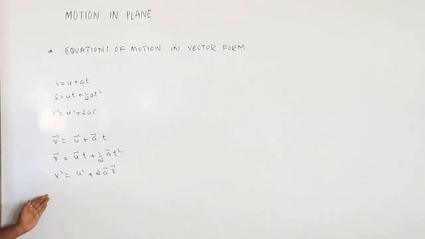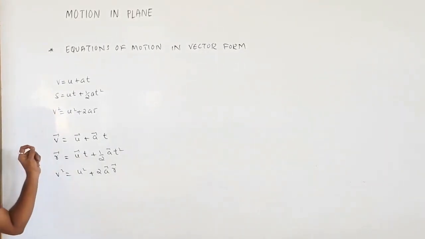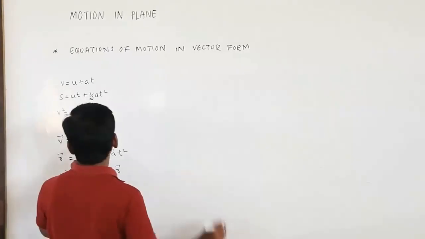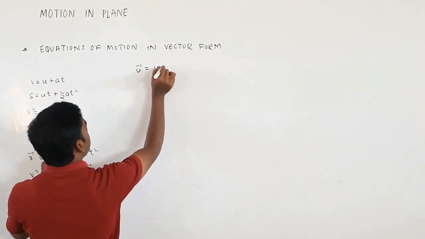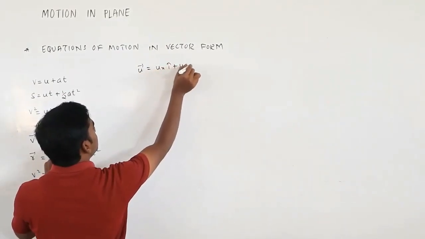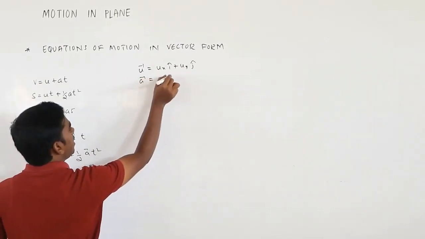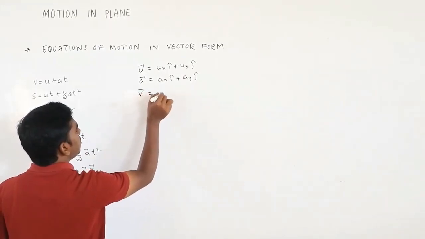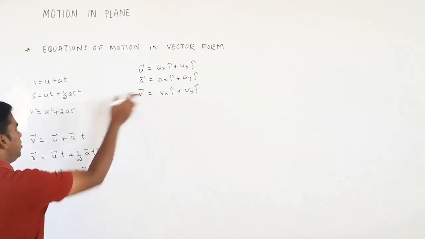Like this you can write, but not only this much, you have to write vx and vy components. If you find the velocity, you have to write it in the form of a vector. So vector u I will write as ux i cap plus uy j cap. Similarly, a I will write as ax i cap plus ay j cap, and v as vx i cap plus vy j cap. Okay, so substitute these values over here.